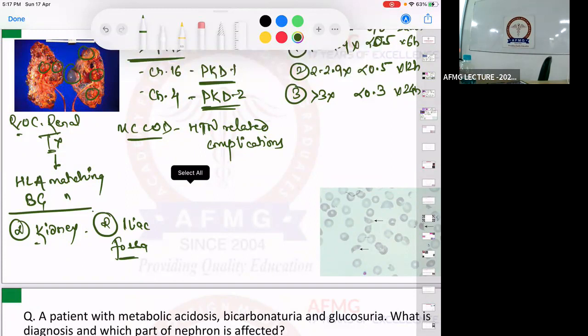Most common cause of graft rejection. Most common cause of graft versus host disease.